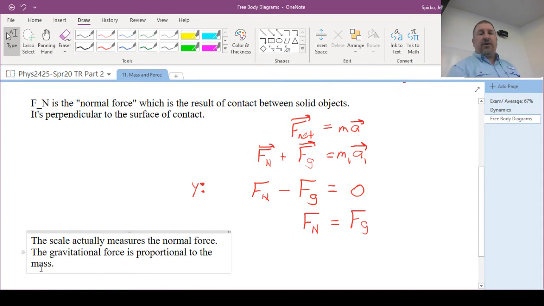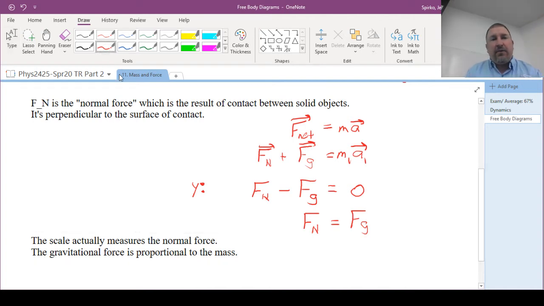The gravitational force, if you're on Earth, depends on the mass of the object. And every object on Earth has the same proportionality factor. It's kind of neat. So our force of gravity is equal to mg, where g is the same number you've been using before, but I tend to write it in newtons per kilogram.